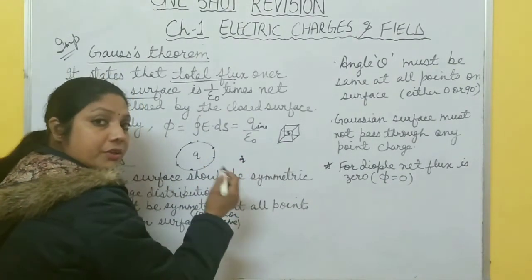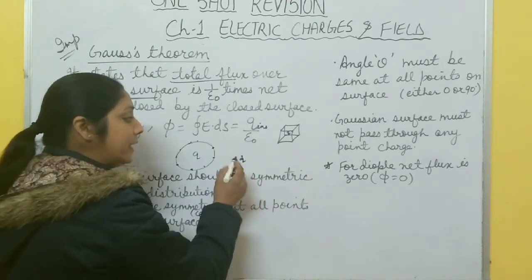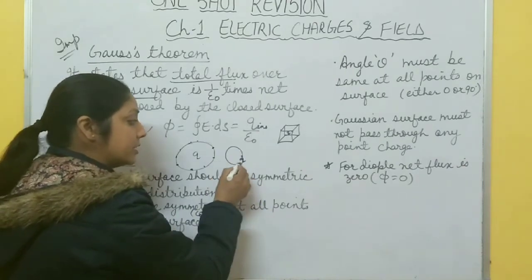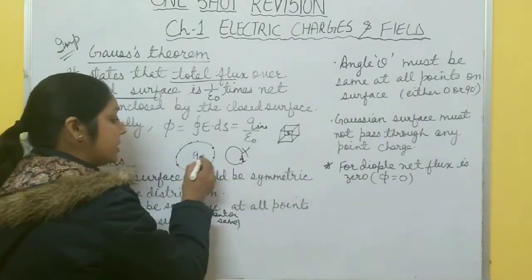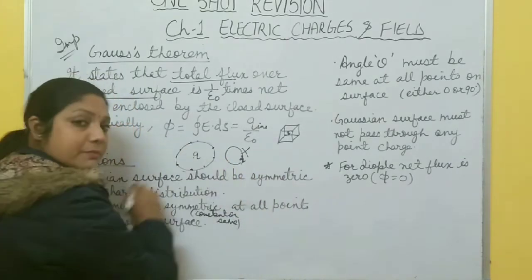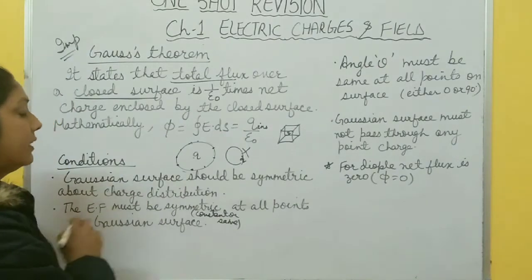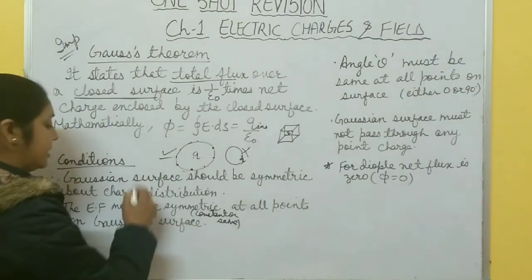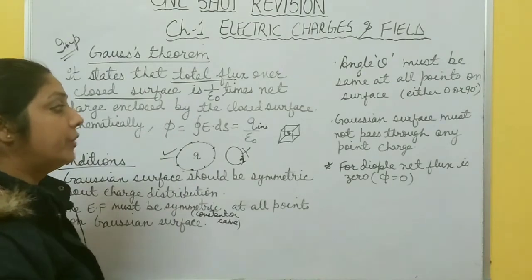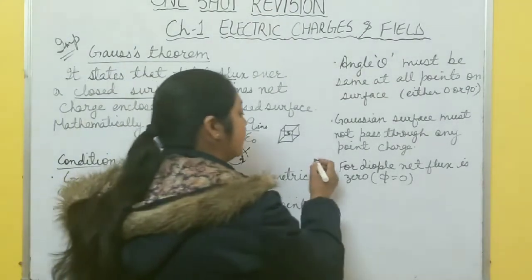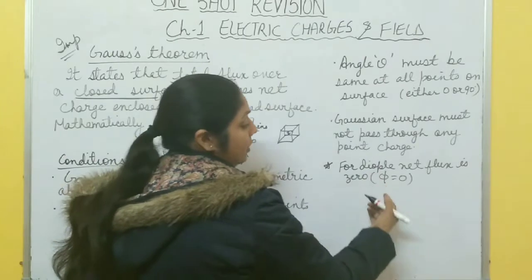So you draw a Gaussian surface so that it does not pass through this charge. This one is wrong. Charge must be enclosed. You draw a surface like this one, and this surface must be symmetric, so that if these conditions are satisfied, we can apply Gauss theorem, right?